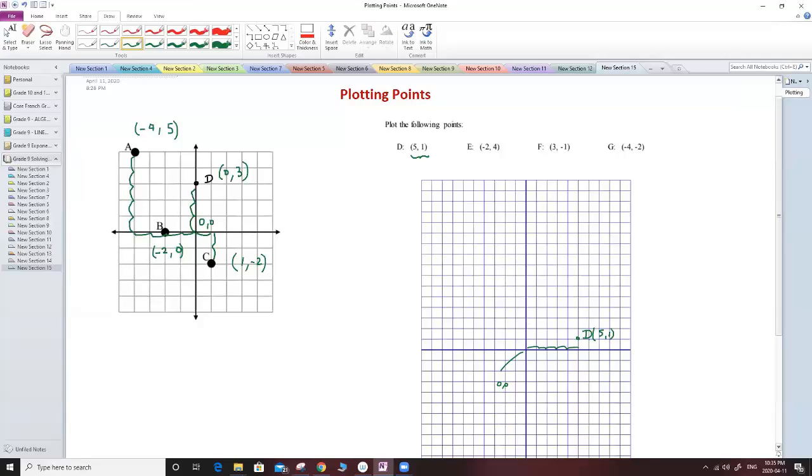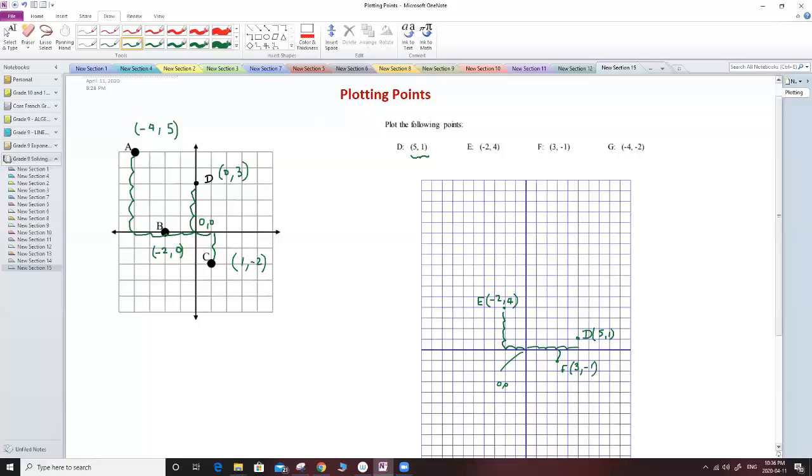Next, (-2, 4). Negative 2, so I'm going to the left, 1 and 2. And after that, 4 is positive, so I'm going up 1, 2, 3, and 4. Therefore, this is point E with coordinates (-2, 4). For F, I'm going right 3: 1, 2, and 3. And after that, I'm going 1 with negative, that means going down 1 step. Right away, this is point F with (3, -1).